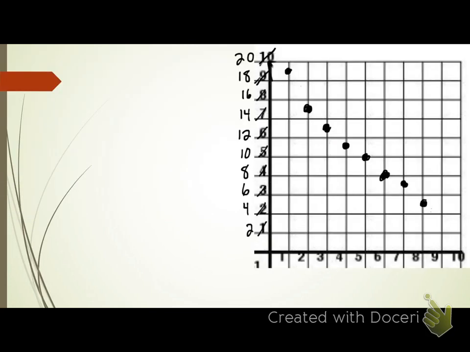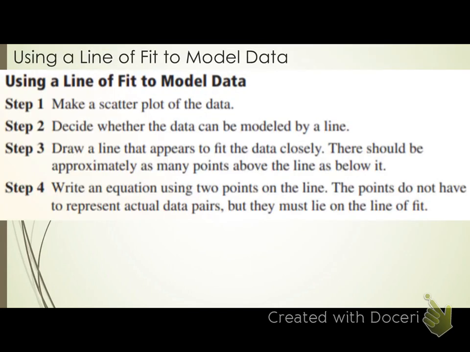What type of correlation would we have here? Negative. Negative, so do you think it can be modeled by a line? Yeah, because it has positive or negative correlation. If it had no correlation, I wouldn't be able to model it with a line. So step 2, check.